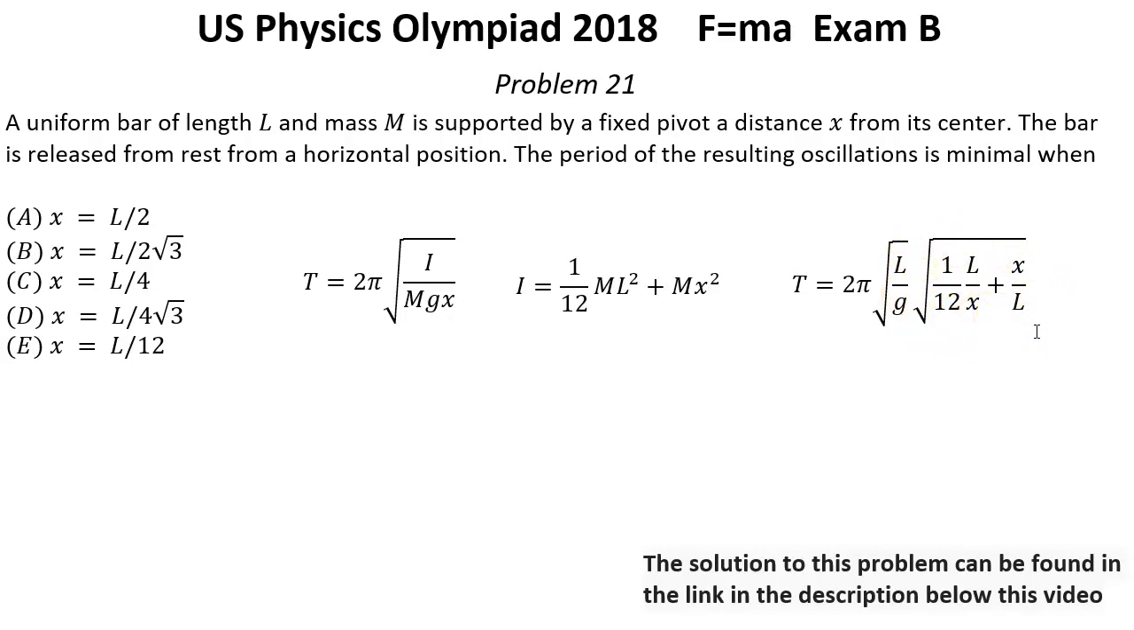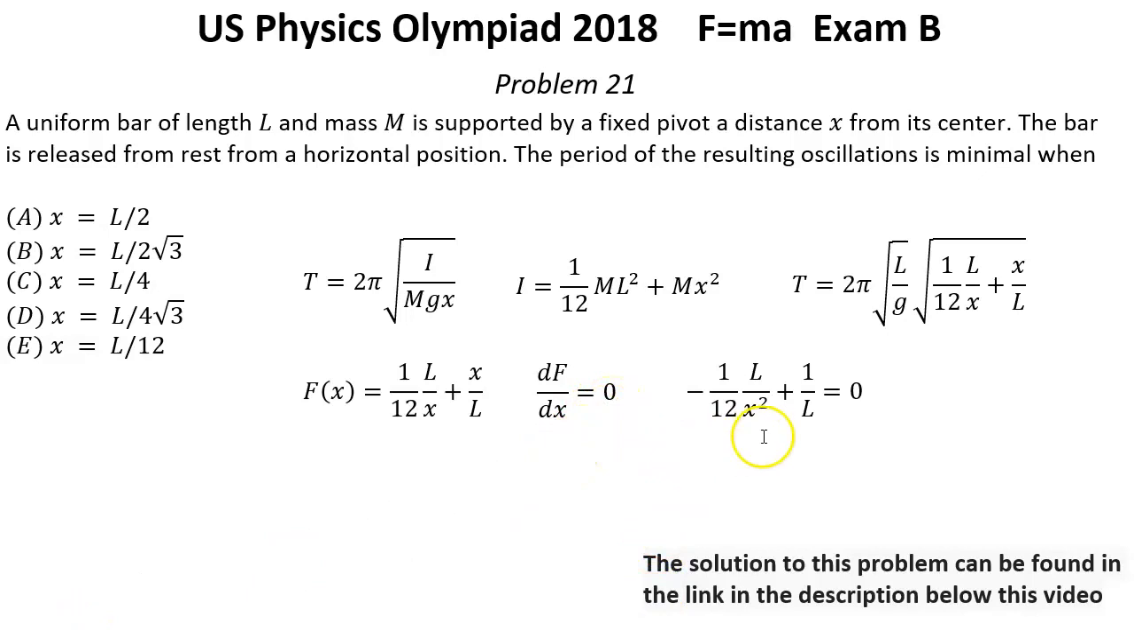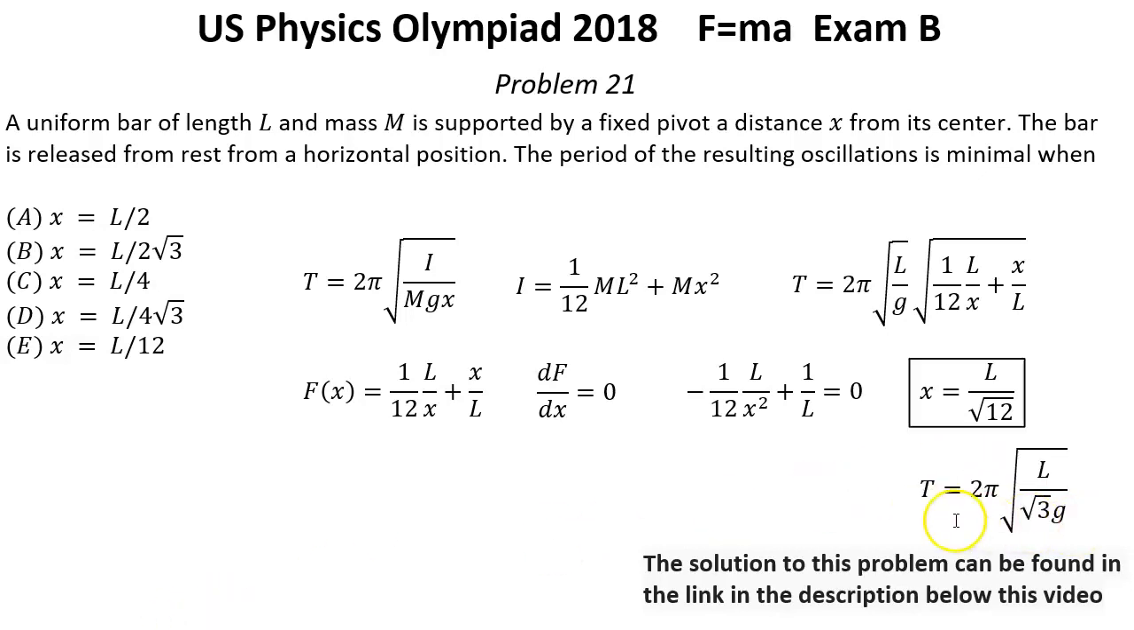For that we have to take the first derivative of this function. This is the function. For the extremum of this function, the first derivative equals 0. It means that we have this equation, and after all, x equals L over the square root of 12. Also we can find what the minimum period is. Minimum period equals this expression, but the answer for this problem is x equals L over the square root of 12, which is answer B. That was the solution for problem number 21.